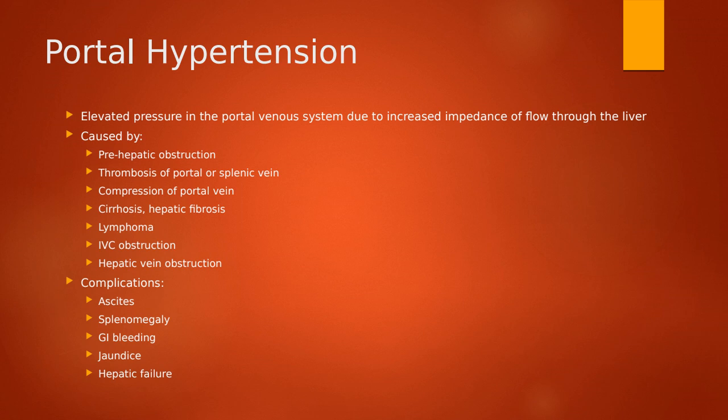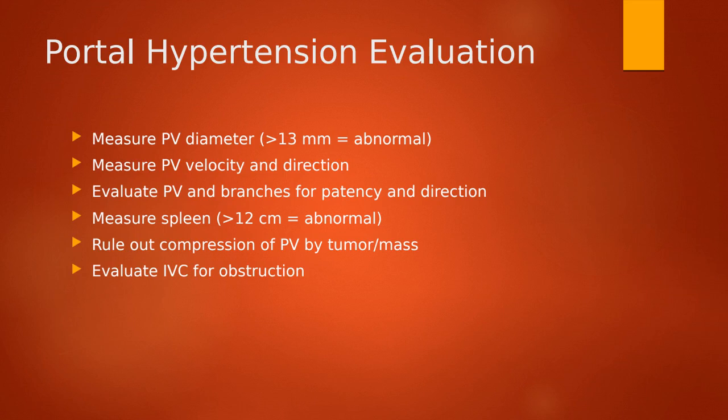Complications of having uncontrolled portal hypertension are going to be causing ascites, splenomegaly, gastrointestinal bleeding, jaundice, and hepatic failure. So again, a little bit of a refresher with that. How do we evaluate for portal hypertension? So if we see a portal vein that's like super big and chunky, we want to measure that diameter. If it is greater than 13 millimeters in diameter, that's abnormal. We want to measure that velocity, and we want to be looking at the direction of flow in that portal vein. So if we have a portal vein that's coming in at like 65, 70 centimeters per second, that's abnormal.